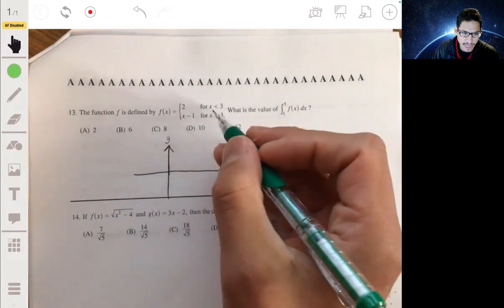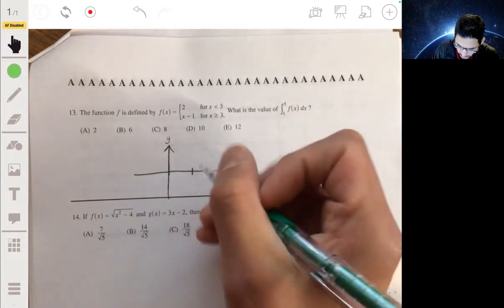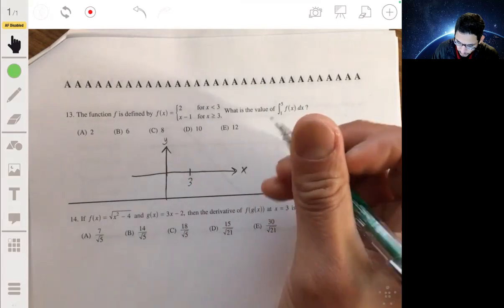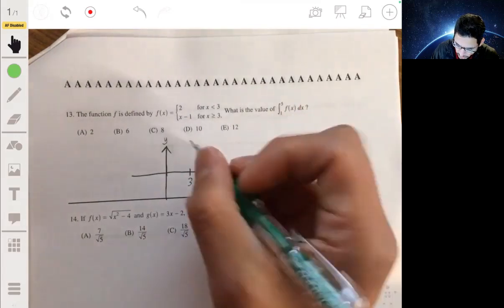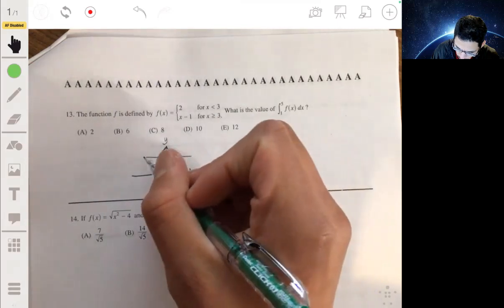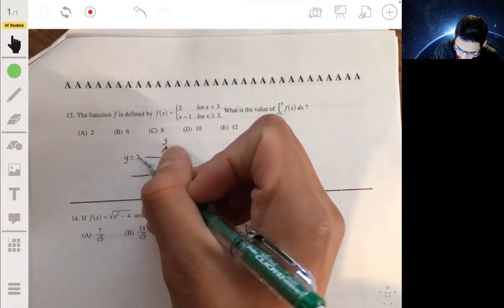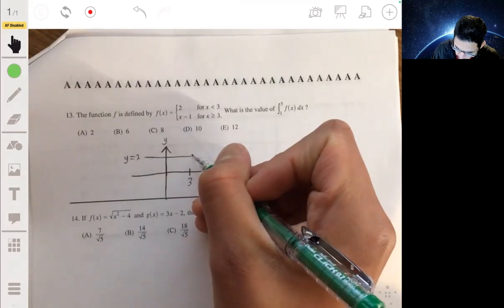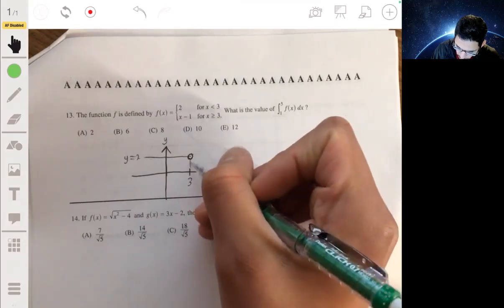So f of x equals 2 when x is less than 3. Let me make a mark of 3 here. This is basically saying it's a horizontal line. Basically, it's the line y equals 2 all the way to 3. There's an open circle there.